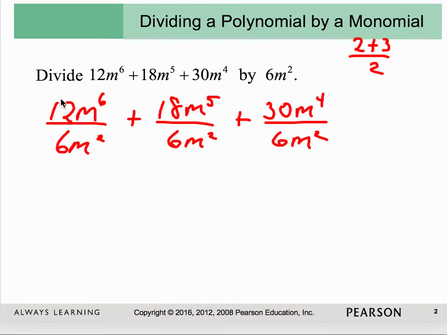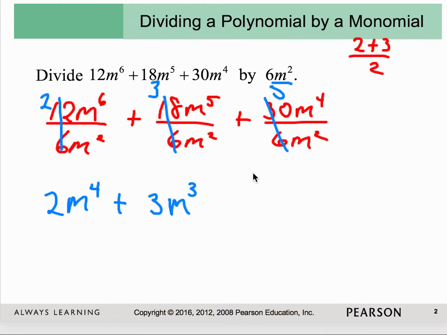So 12 divided by 6 leaves a 2. And then remember our rules for exponents. 6 m's on top, 2 on bottom. So 2 of them can cancel out, or you can say 6 minus 2, m to the 4th. 18 divided by 6 leaves a 3. Okay, and 5 m's on top and 2 on bottom. That'll leave 3 on top. 30 divided by 6 leaves a 5. And then m fourth divided by m squared leaves an m squared.